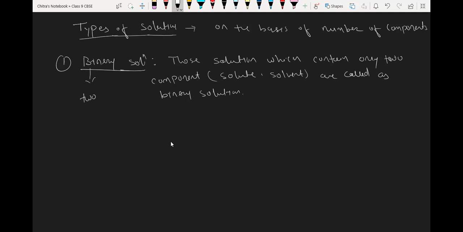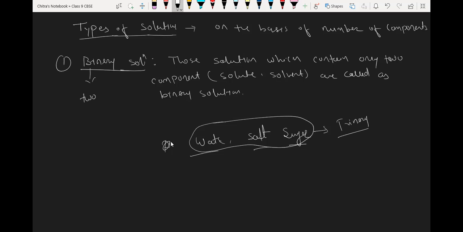Sir, and three components? Then it is trinary, and then we have quaternary. What all will be the components, like solute, solvent, and what else? Suppose if you are making lemon juice, you have to add water, you have to add salt, and you have to add sugar. So salt and sugar and water. So here we have 3 components in a solution. So it is going to be trinary.